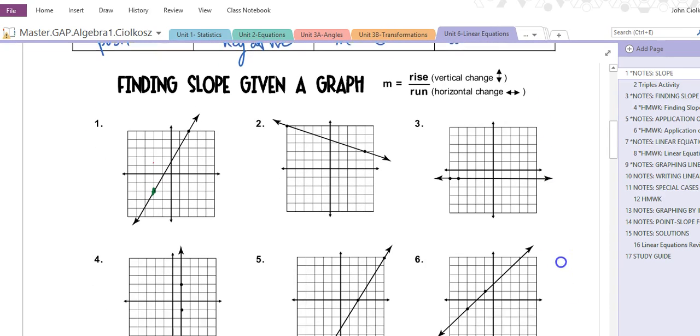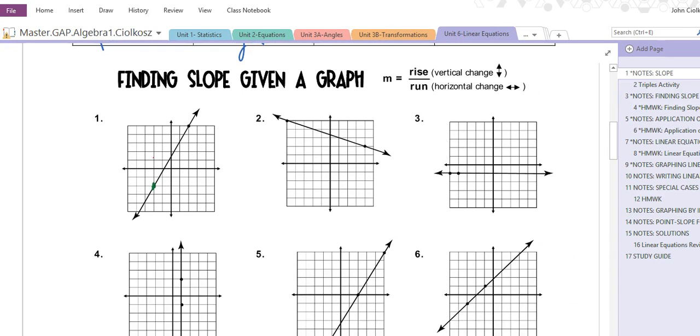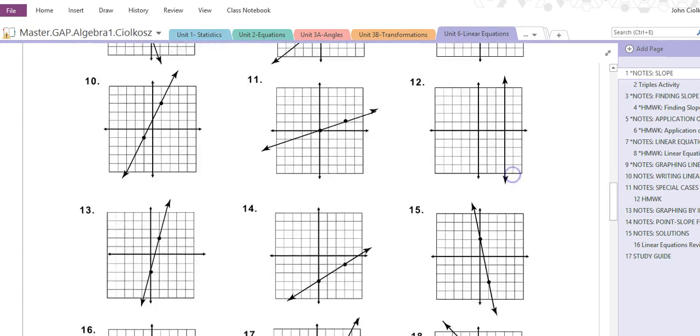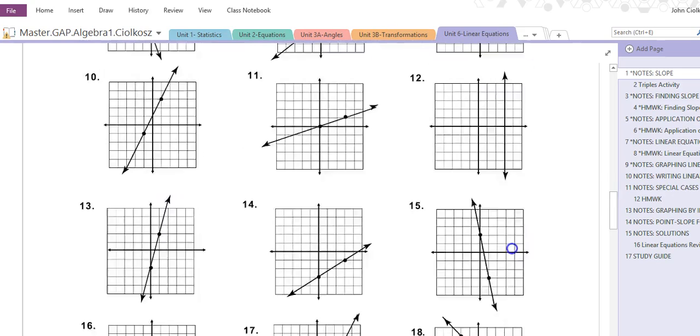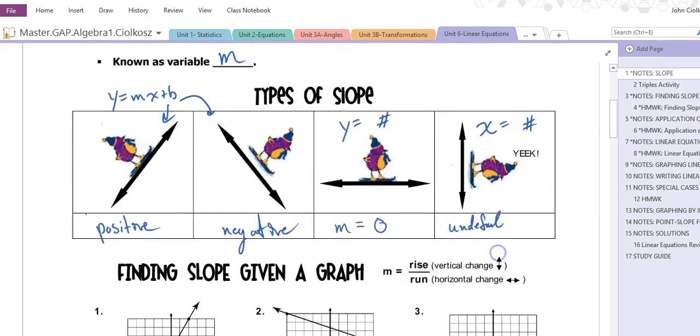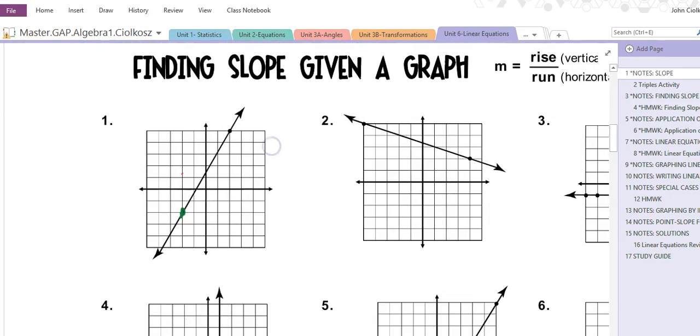Alright, so given a graph, we're going to go ahead and do a few of these to count on some slope. Alright, so taking a look at number 1. Visually we see that from left to right our line is going up, so I know it's a positive number.